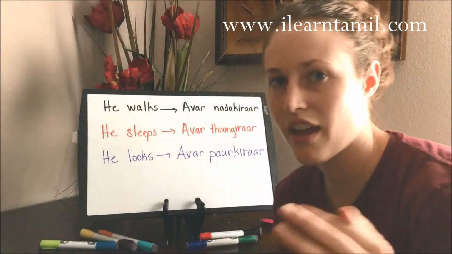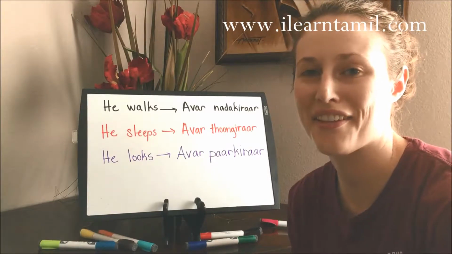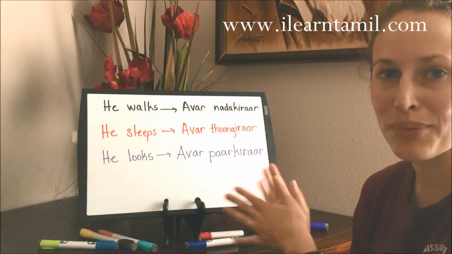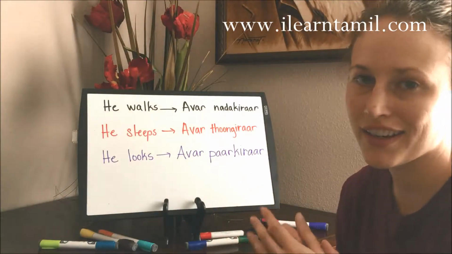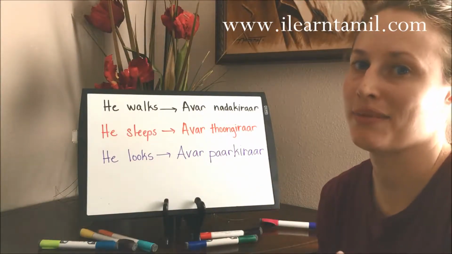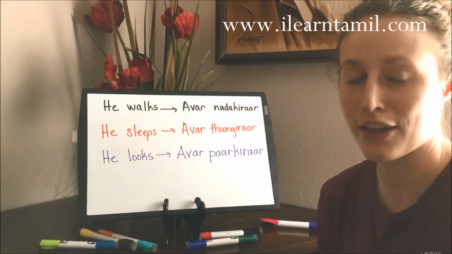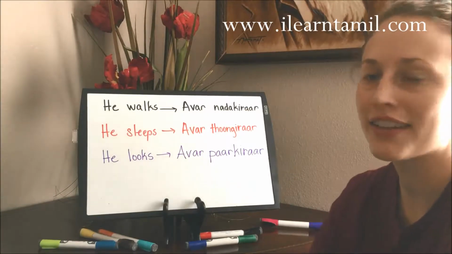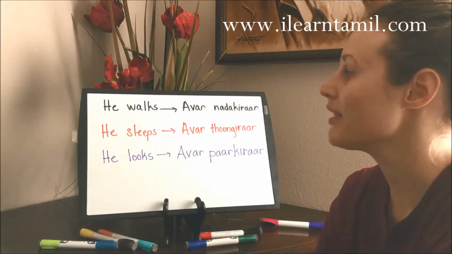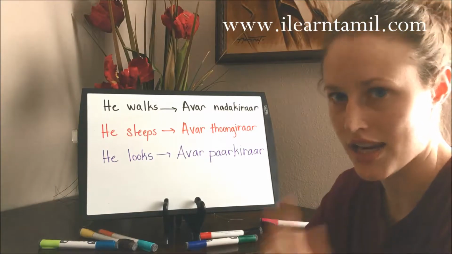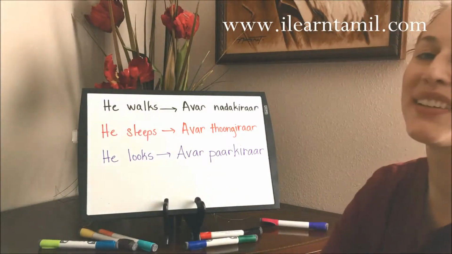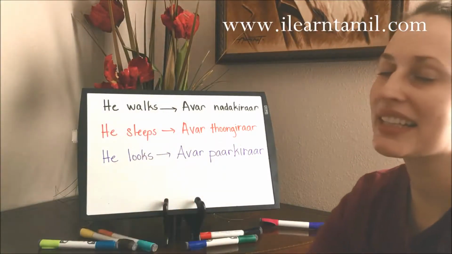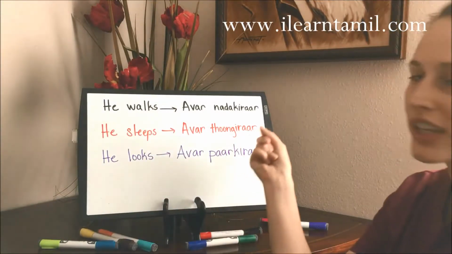Okay, rather than do every single one of the forms of he with the rest of the verbs that we've learned, I have just kind of put all the avar versions on here, and then you can conjugate the rest by changing the ending. Hopefully you're able to do that by now. So to say he walks would be avar nadakirar. So he walks is avar nadakirar. To say he sleeps would be avar tungirar.